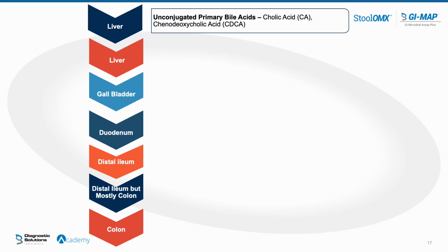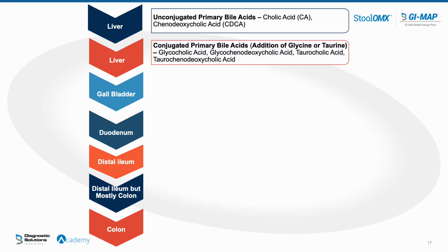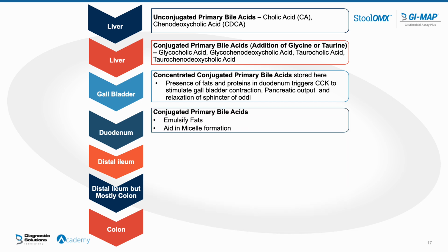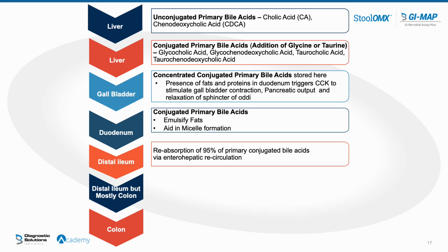Starting in the liver, primary unconjugated bile acids are formed. Still in the liver, these primary unconjugated bile acids become conjugated with taurine and glycine to make them more water soluble. In the gallbladder, there's a much more concentrated form of primary conjugated bile acids. In the duodenum, conjugated primary bile acids break down fats. In the distal ileum of a healthy individual, 95% of those conjugated primary bile acids are reabsorbed.